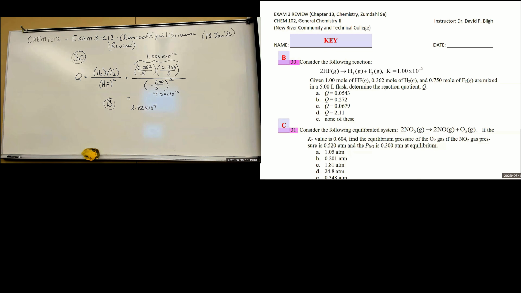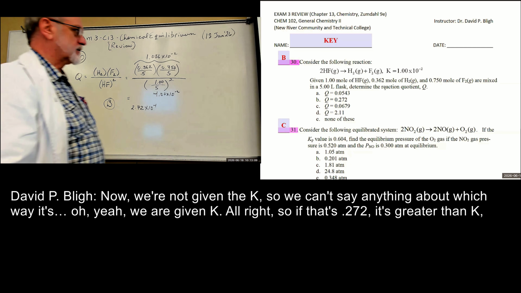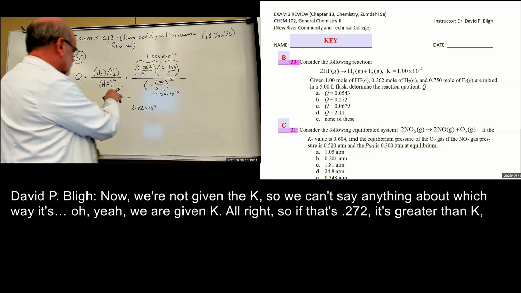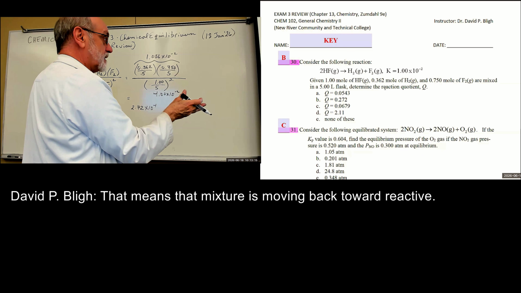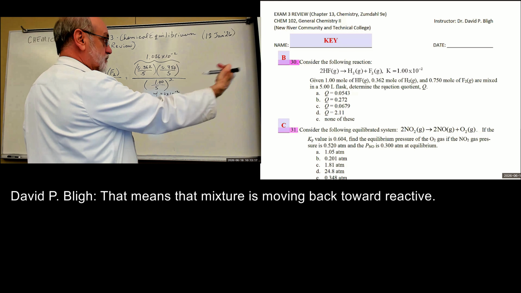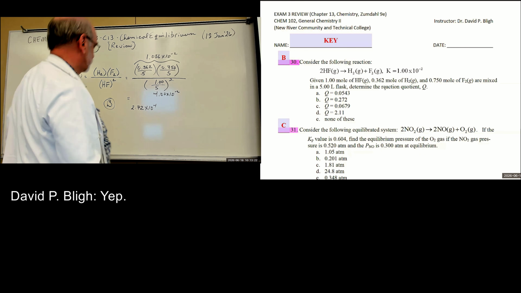Now, we're not given the K, so we can't say anything about which way it's going. Oh, yeah, we are given K. So if Q is 0.272, it's greater than K. That means the mixture is moving back toward reactants.